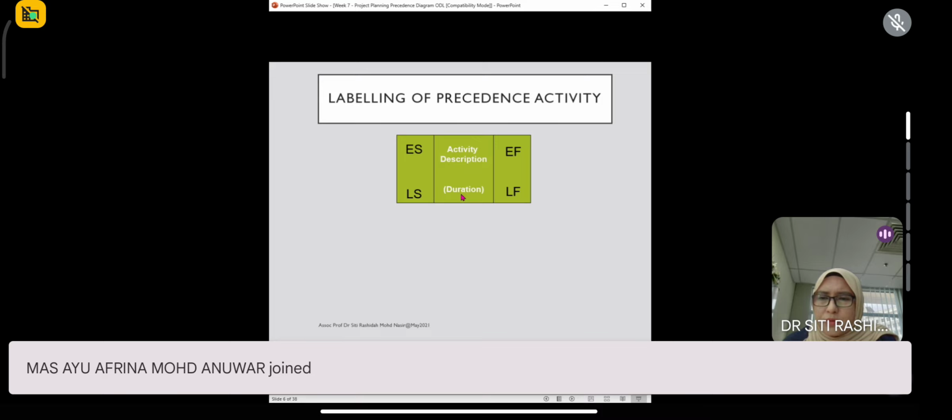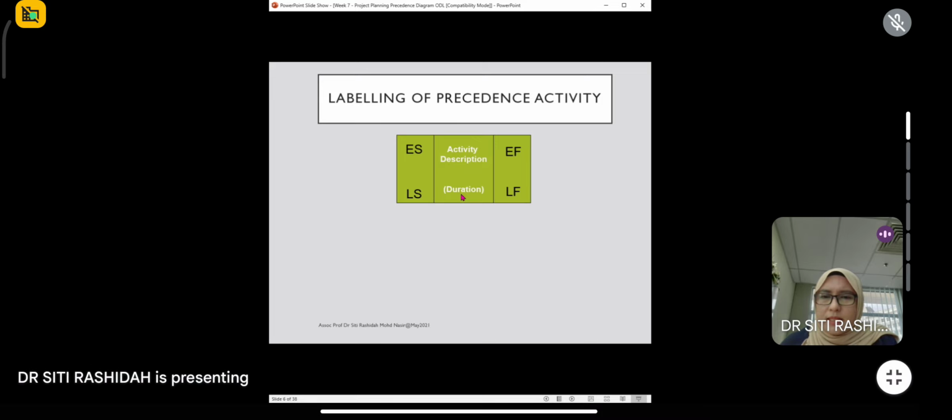Okay, so apa maksud early start di sini? Early start di sini is how soon can the activity start. So maksudnya seawal-awalnya activity, for example this is activity A, seawal-awalnya activity A can start. Okay, dan early finish is seawal-awalnya activity A can finish. Okay, and how late can the activity start? This is late start. Okay, and this is how late can the activity finish.